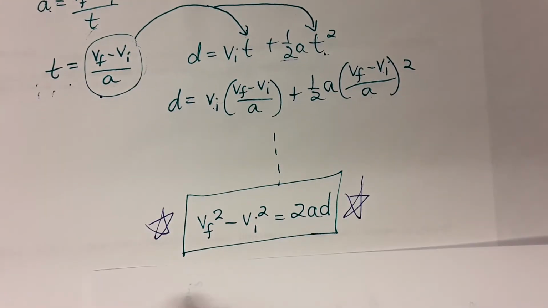And here is what they were left with. They were left with this right here. And this is what today's lesson is about. It is called the alternate equation for linear motion.